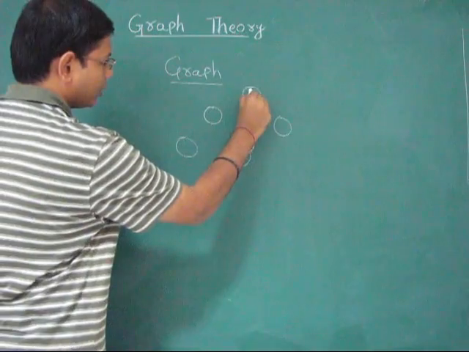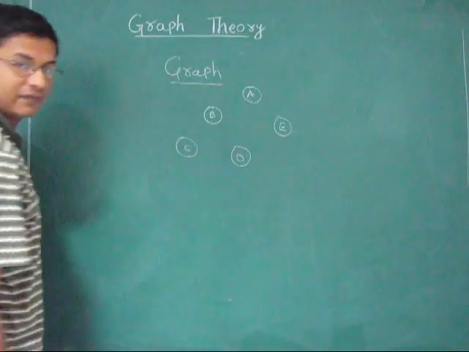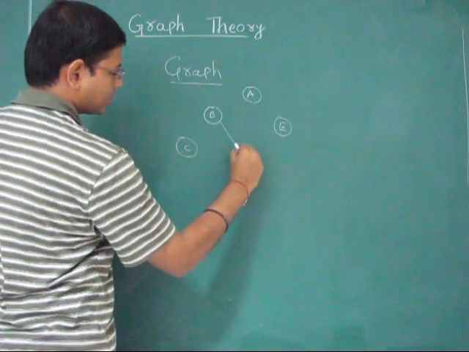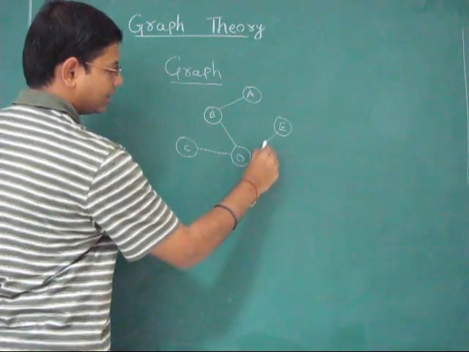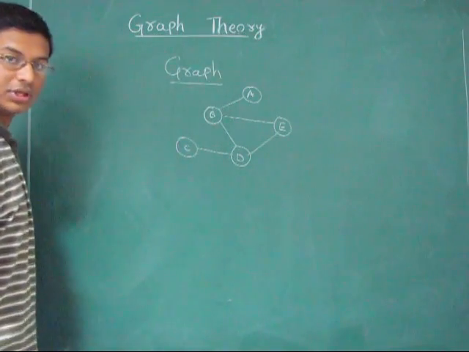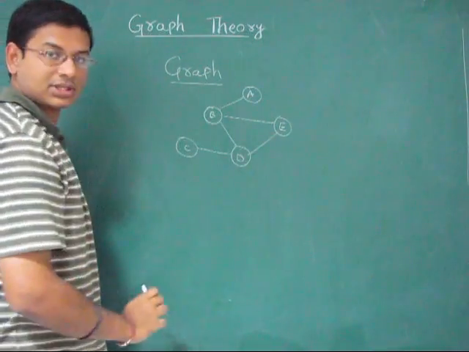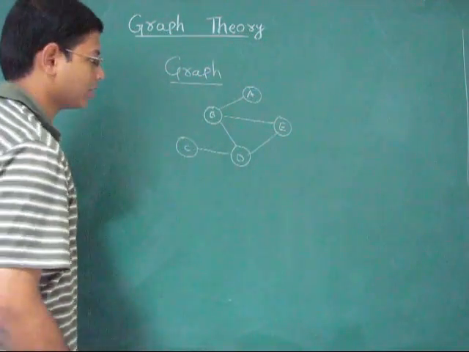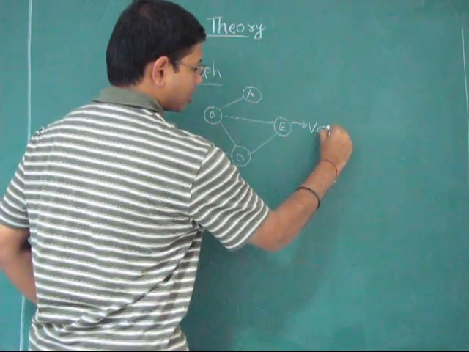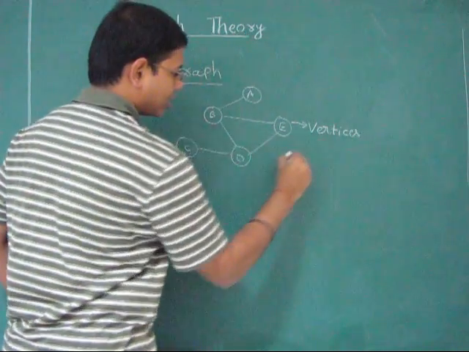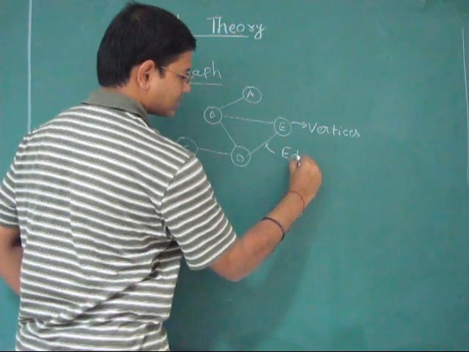Let's say we have 5 objects named A, B, C, D, E, and there is a relation between the objects B and D, C and D, let's say AB and DE, and let's say BE. Each object is represented by a circle, and the relation between two objects is represented by drawing a line between them. In graph theory, these objects are called the vertices, and the relationships between them, shown as lines connecting them, are called edges.